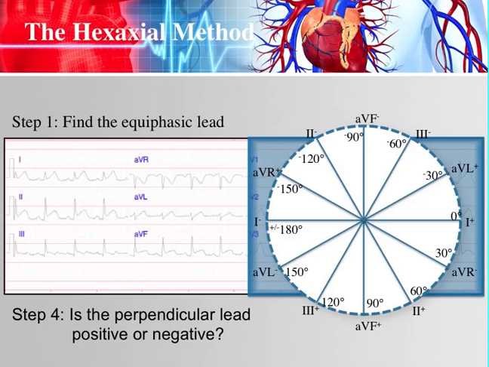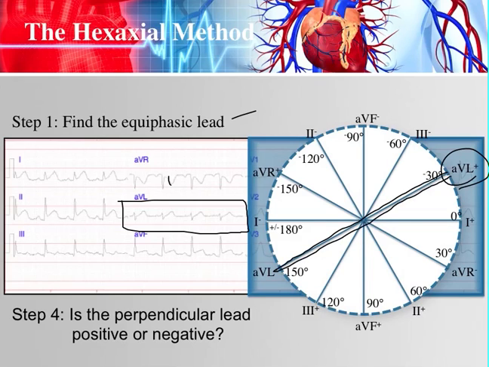Let's take a look at an example, and I'll explain. So step 1, find the equiphasic lead. Where is it? Well, in this example, it's not lead 1. Lead 1 is almost all positive. Lead 2 is all positive. Lead 3 is all positive. AVR is all negative. AVL, look at AVL. That's kind of biphasic. It's almost equally positive and negative. So that one's about equiphasic, right? AVL. So find AVL over here on the diagram. We have AVL here. So AVL is right about there, okay?